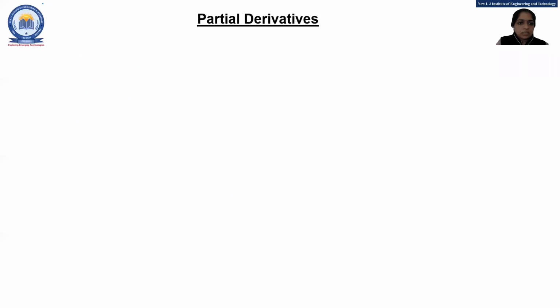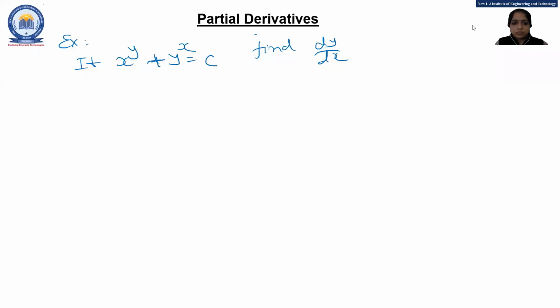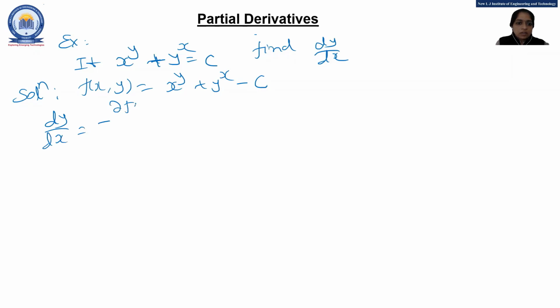Let's move to one more example: if x raised to y plus y raised to x is equal to c, find dy by dx. Now tell me, what is the derivative? Our given function f of xy is x raised to y plus y raised to x minus c, right? And the formula of dy by dx is minus del f by del x upon del f by del y. Now I want the answer of del f by del x.